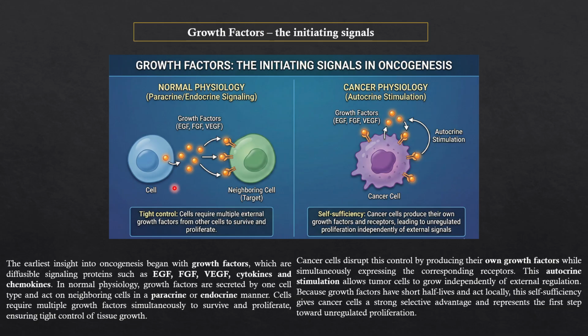In normal cells, the growth factors from one cell target the neighboring cells, whereas in cancer cells, the growth factors from the same cell target the receptors of the same cell. And this is self-sufficiency. So cancer cells can produce their own growth factors and receptors, leading to unregulated proliferation independently of external signals.